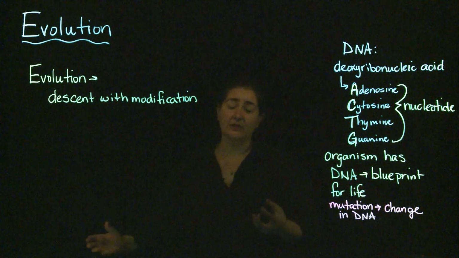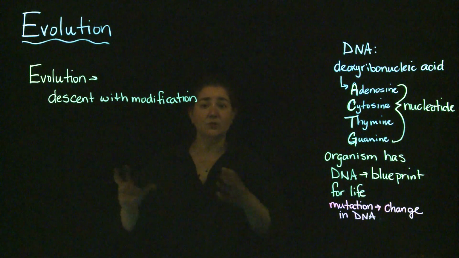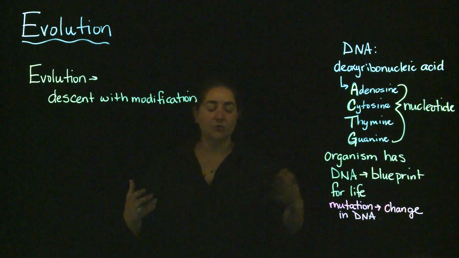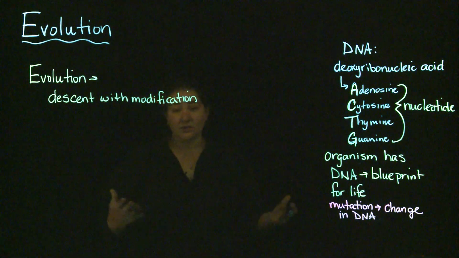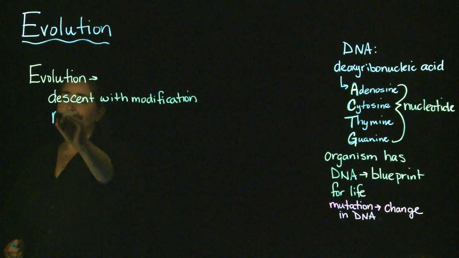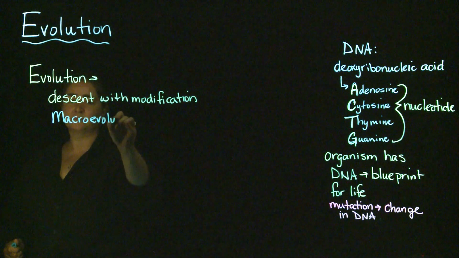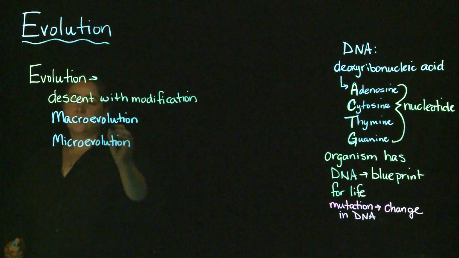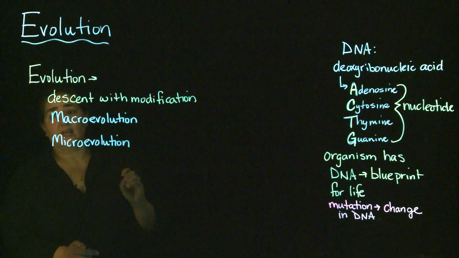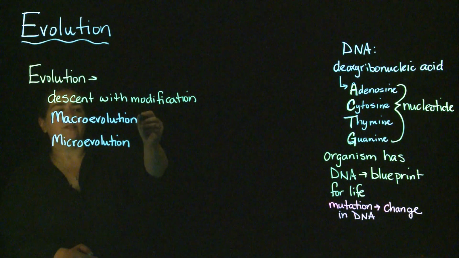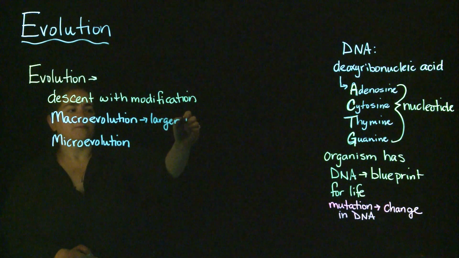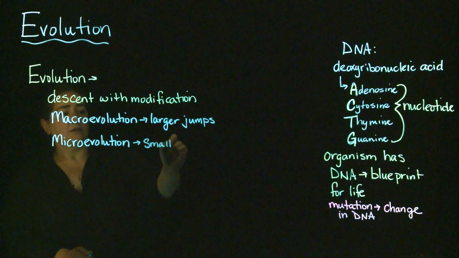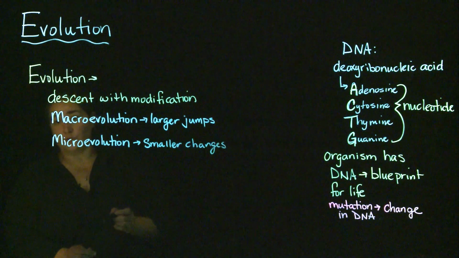So you have mutations that accumulate that result in changes to the DNA that can change proteins, that can change function, that over extended long periods of time can give rise to new organisms, potentially. So in terms of evolution, we're going to have macroevolution and there's also microevolution. Both of these are changes in the DNA of a particular organism over time. Macroevolution represents the larger jumps in changes. Microevolution are the smaller changes that we can observe more directly, okay?